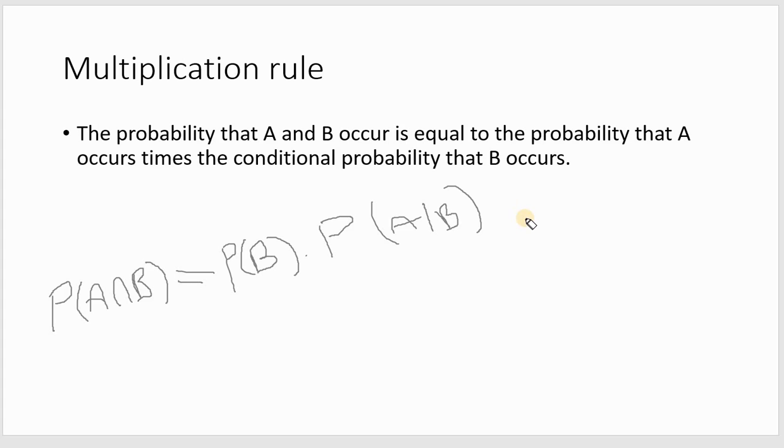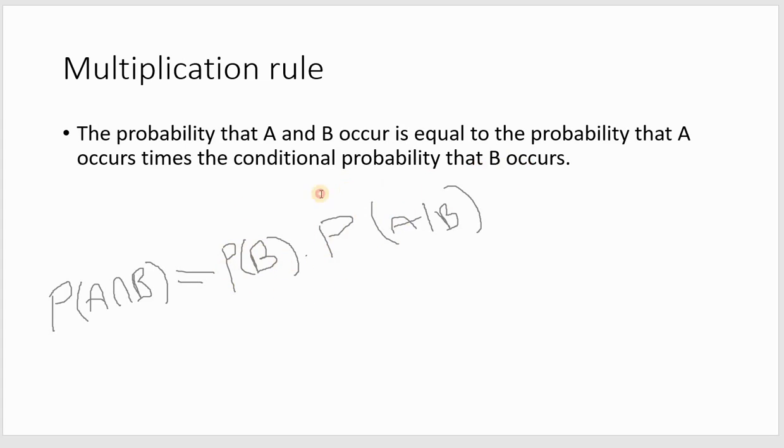We can also write that P of A intersection B is equal to P of A times P of B given A. This is the multiplication rule formula. Simply, we can say that the probability of two events occurring is equal to the probability of one event occurring times the conditional probability of the other.